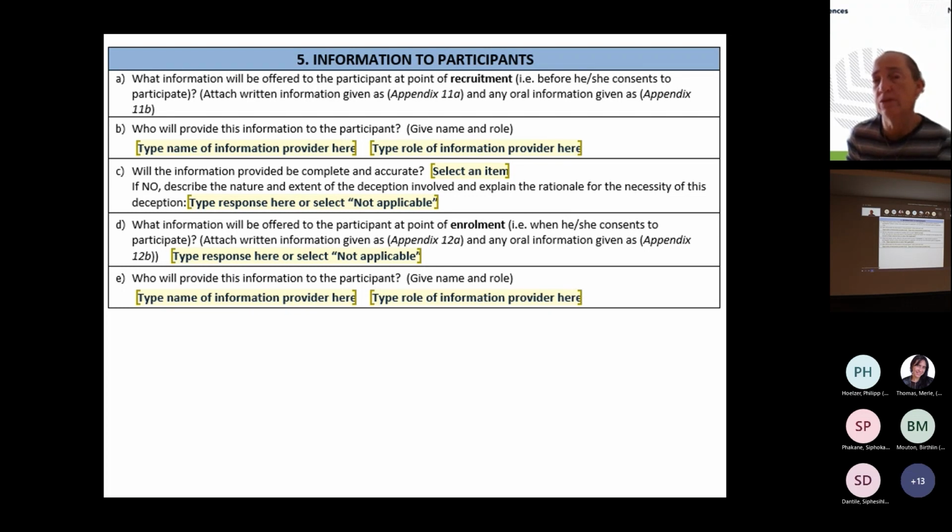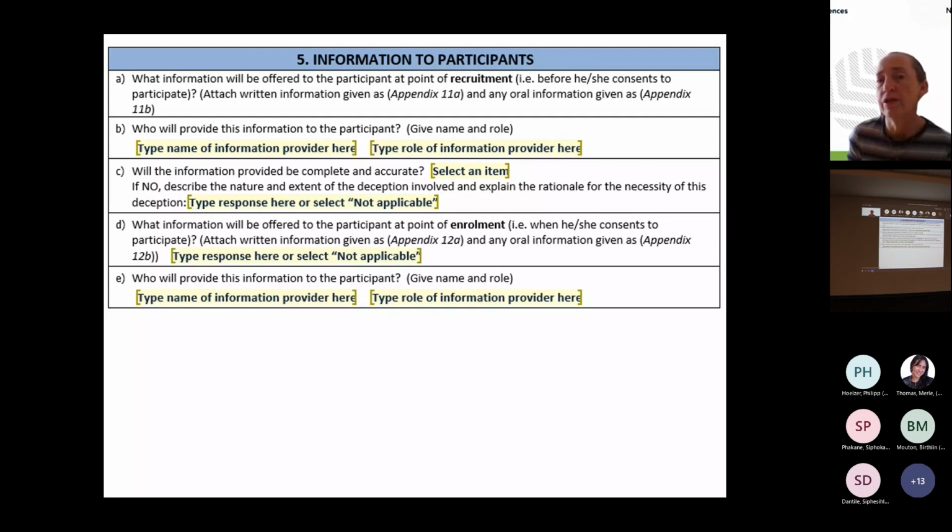But now the focus moves from recruitment to actually enrollment. What information will be offered to the participant at the point of enrollment? That is now when he or she consents to participate. So now this is a further step down. So it's no longer recruitment, it is now enrollment. And similarly, it mirrors A and B, but now it is Appendix 12A and Appendix 12B. So it can be the same information, or it can be slightly different and contain a little bit more.